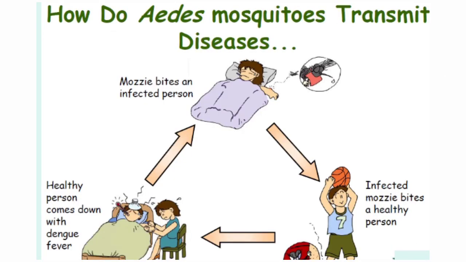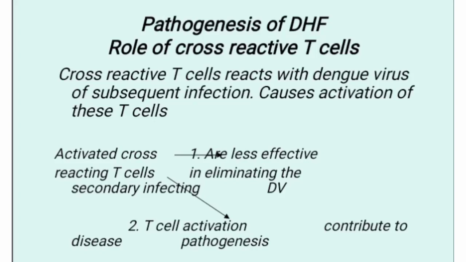The mosquito first bites a diseased person, from where it picks up the virus, and then bites a healthy person, where it causes disease. The pathogenesis of dengue hemorrhagic fever is that usually after the first infection it does not cause harm, but when the second infection occurs, the cross-reacting antibodies and cross-reacting T cells to the first serotype will cause activation of the immune system, and that leads to the damage that is caused by dengue hemorrhagic fever.